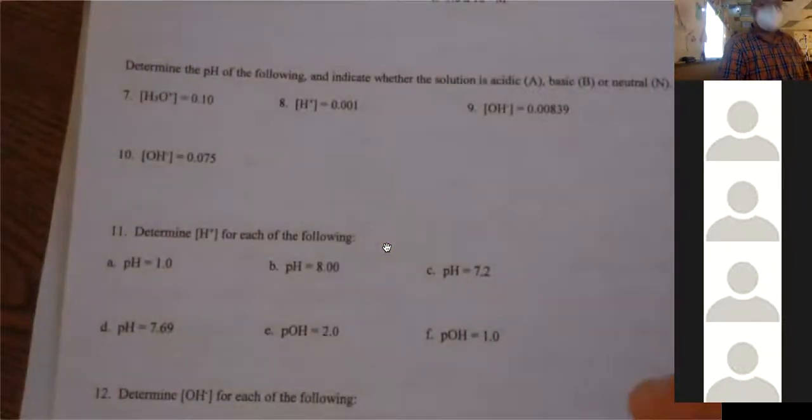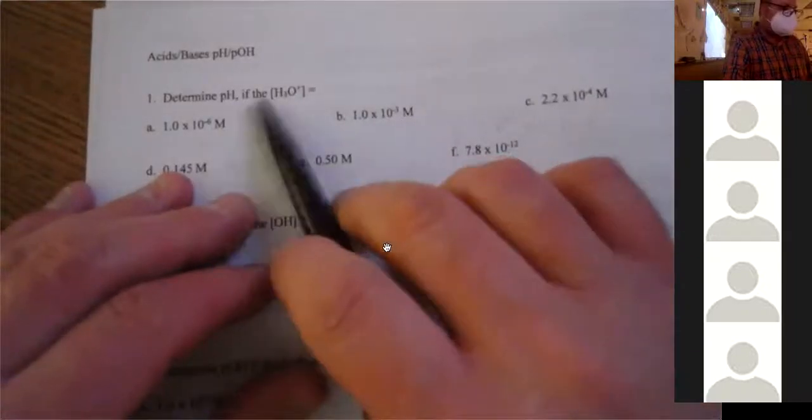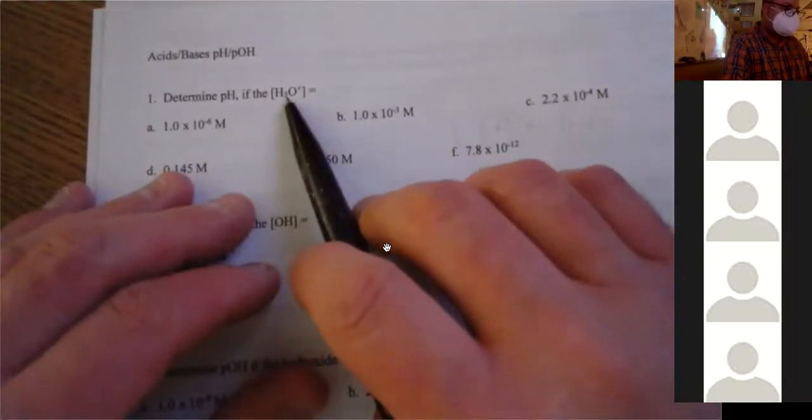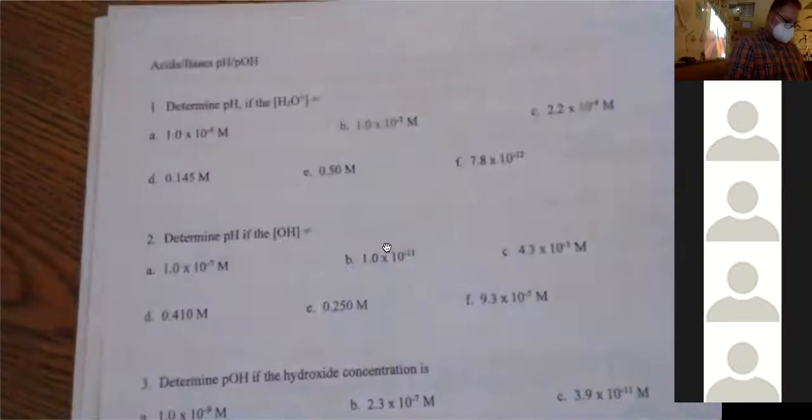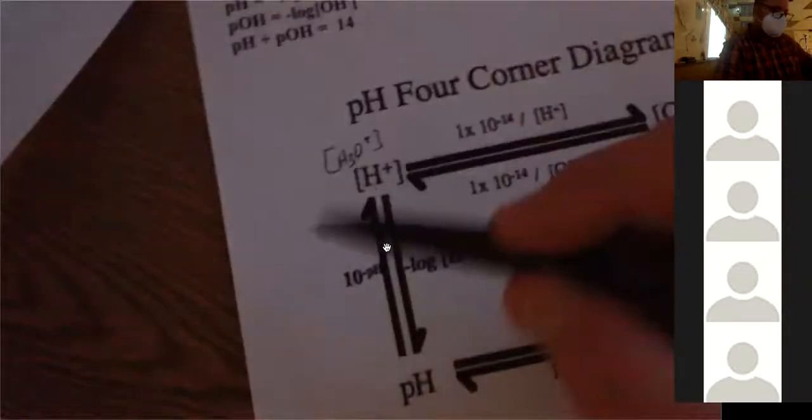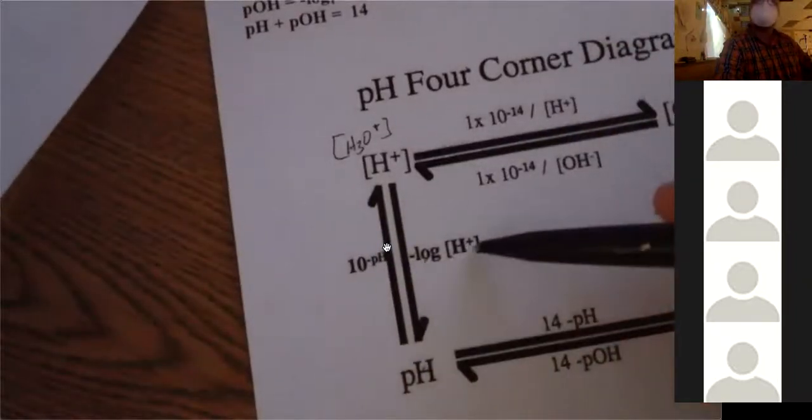So here is our work for tomorrow. We're going to do one of each of these problems right now, and then I'll give you guys the rest of the time to go from there. It says determine the pH if the hydroxide or hydrogen ion concentration is given. Using our 4-corner diagram, we want the pH, so we need to take the negative log of these.